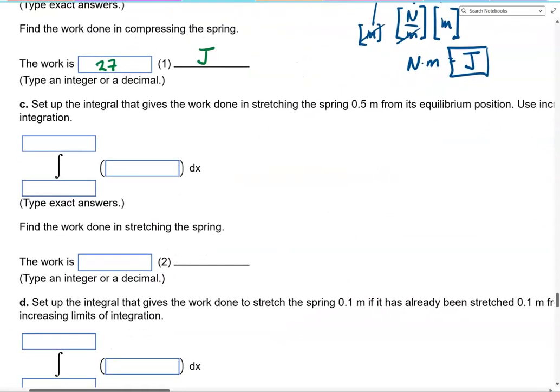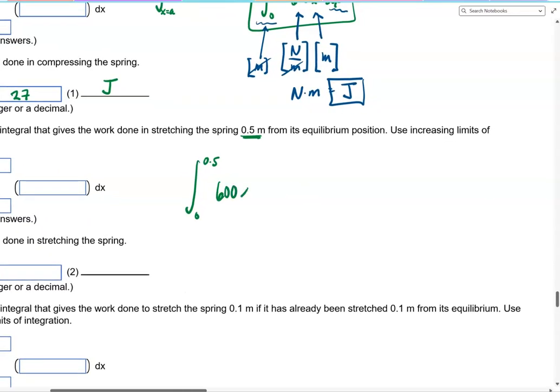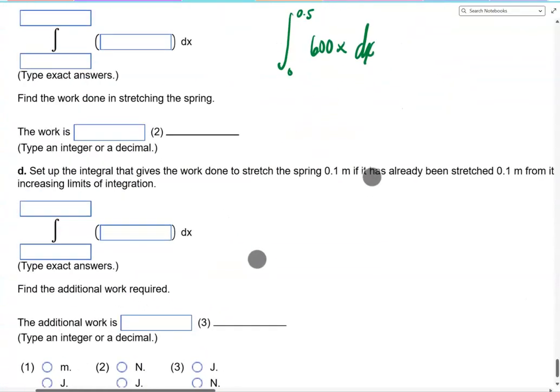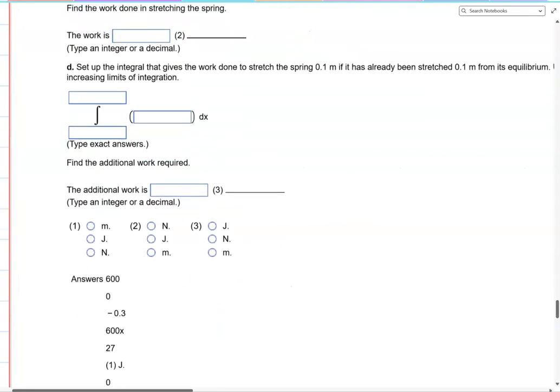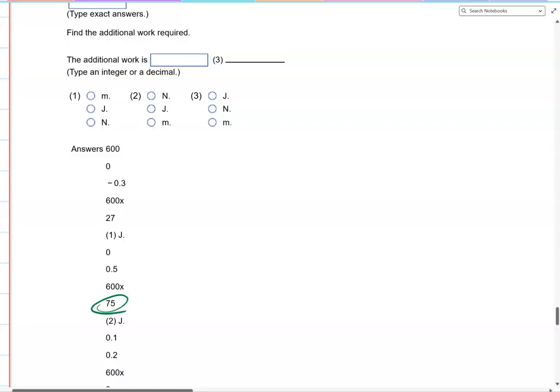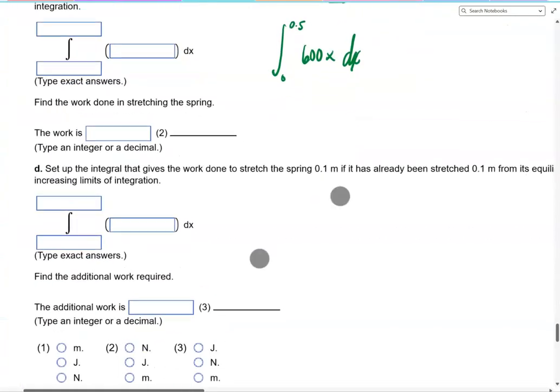In question C, we just have a slightly different setup. This time we're stretching it 0.5 meters from its equilibrium. So if we start at 0 and go to 0.5 of, let's see here, we had 600 times x with respect to x. Again, we could use the calculator, or we could integrate that by hand. It looks like that answer would be 75 joules, if we trust Math Excel's work.